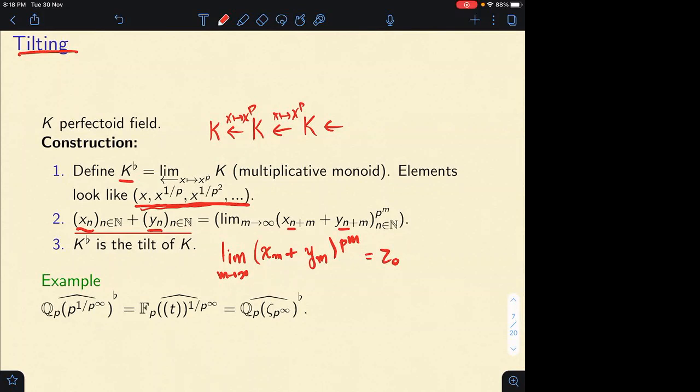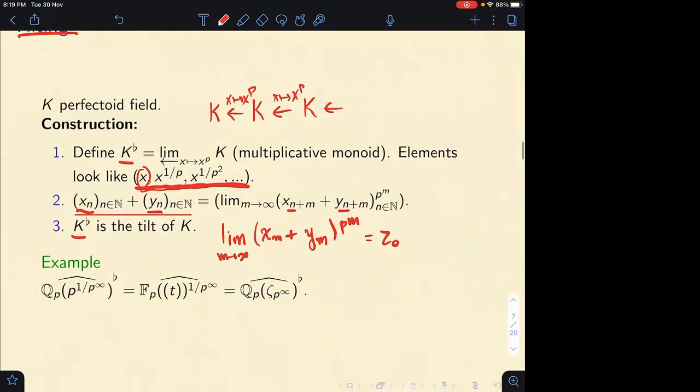So now, the tilt is essentially this set, that's the underlying set, with a coordinate-wise multiplication and this addition. And there are many things to check. First of all, you need to check that it's a field and so on, but everything works out. And then you can also define a valuation on K flat by saying, just take the first element, take the valuation with respect to K, and that's the valuation of the sequence.